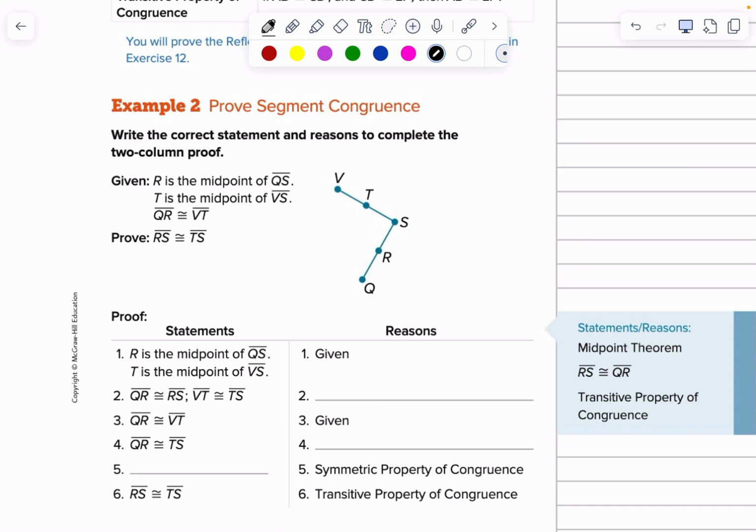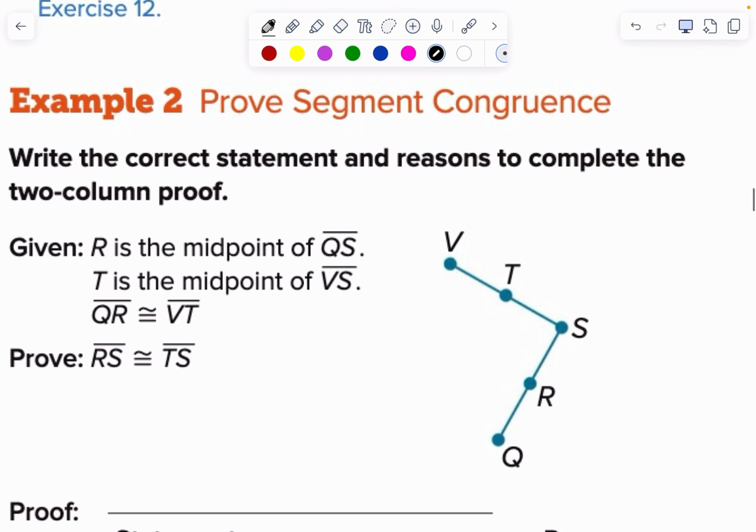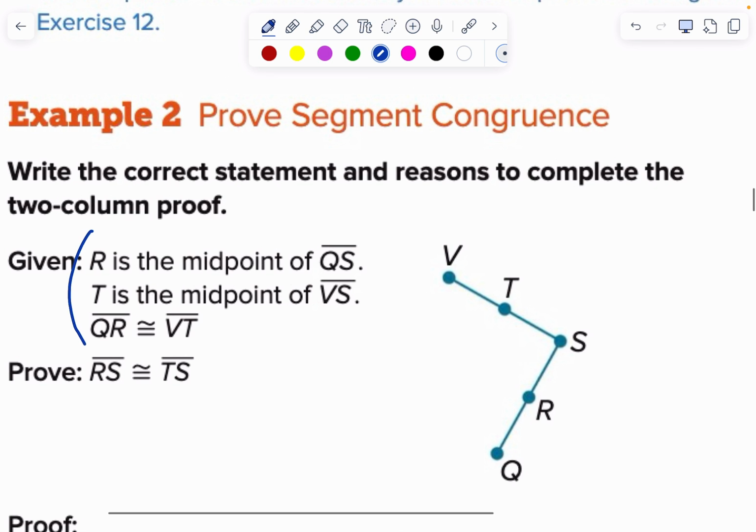So example 2, let's look at what we're given and what we're trying to prove. We are given 3 things, right? We are given that R is the midpoint of QS. And we're given that T is the midpoint of ES. So this is a midpoint and that's a midpoint. Those are the first two things that we're given. And now we're also given this little guy right here.